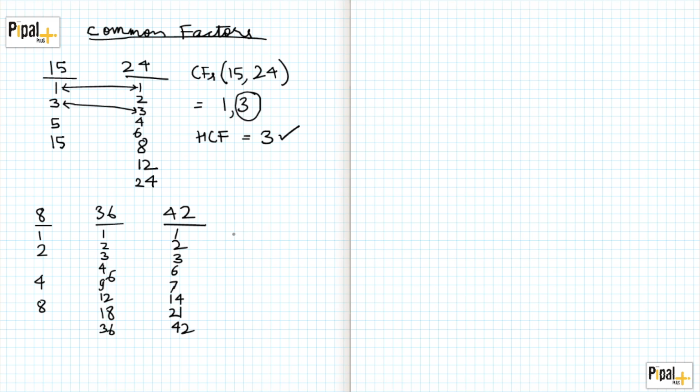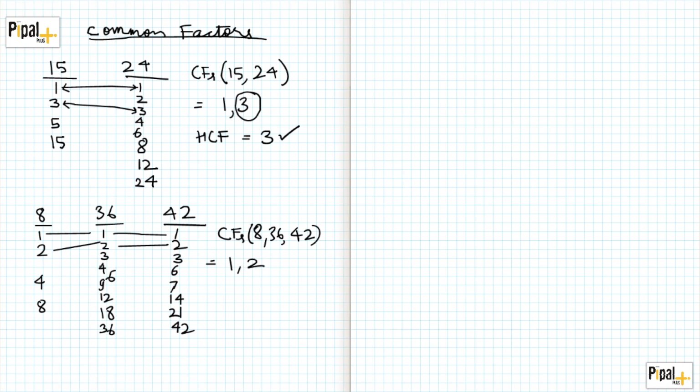Now let's list down all the common factors of 8, 36 and 42. So 1 is common across all. Then 2, it's here, it's here and it's here. So 2 is the second factor which is common across all 3.